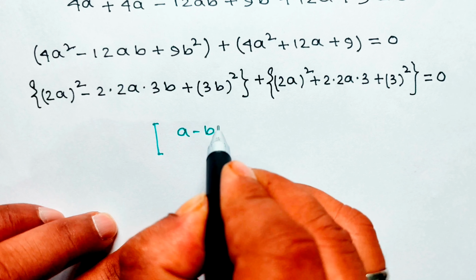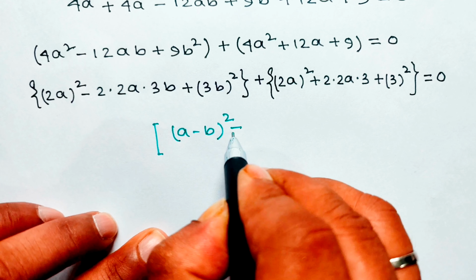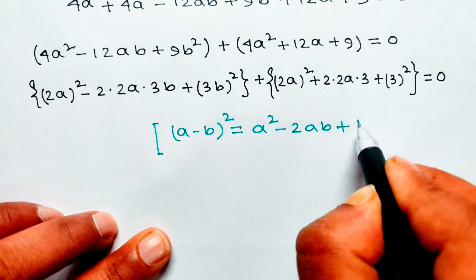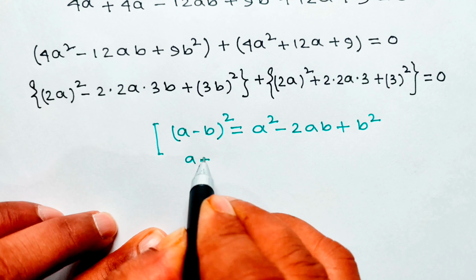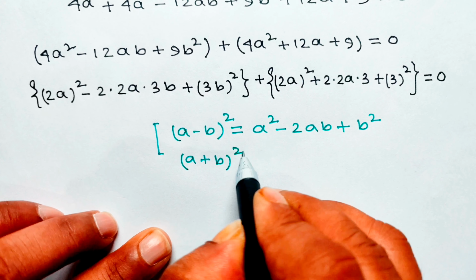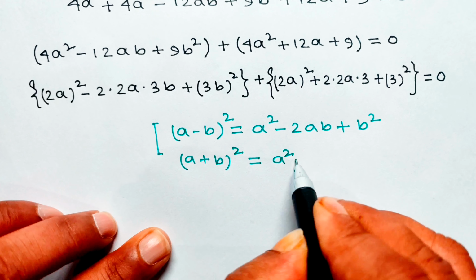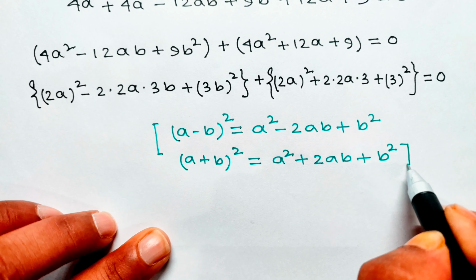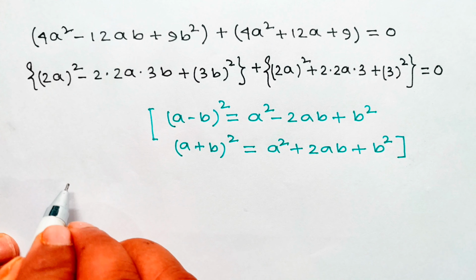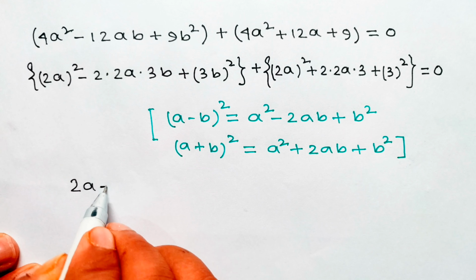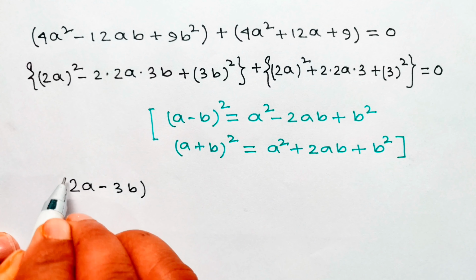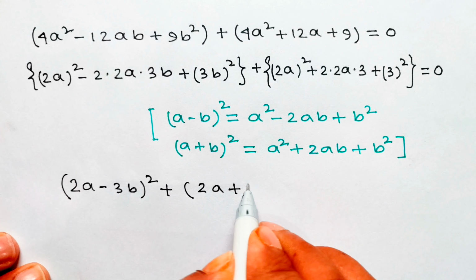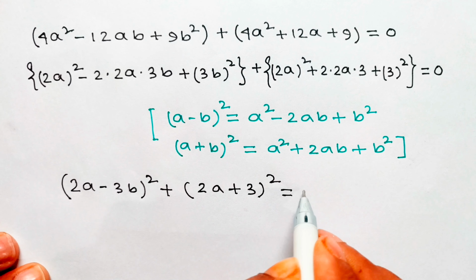(a − b)² = a² − 2ab + b². (a + b)² = a² + 2ab + b². Then we get (2a − 3b)² + (2a + 3)² = 0.